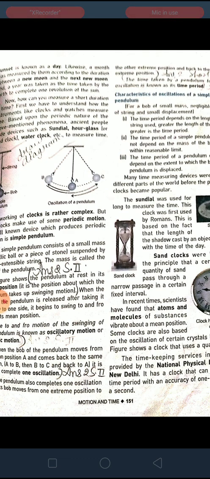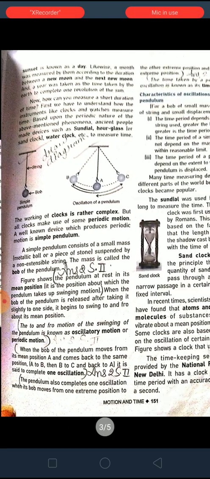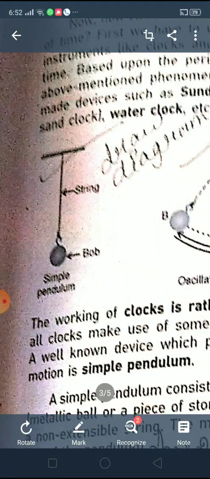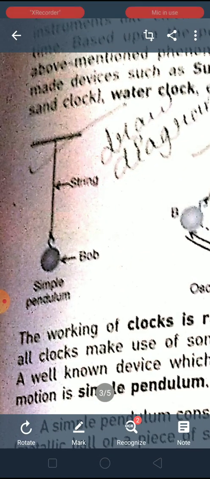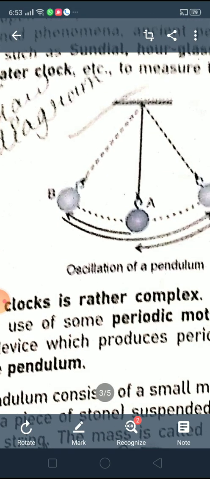Actually it has one bob made of iron. You can say one iron ball. It is just like an iron ball, and it is hung by a stretched thread. The thread is attached to the bob, and it is doing to and fro motion. Here you can see A, the rest position.